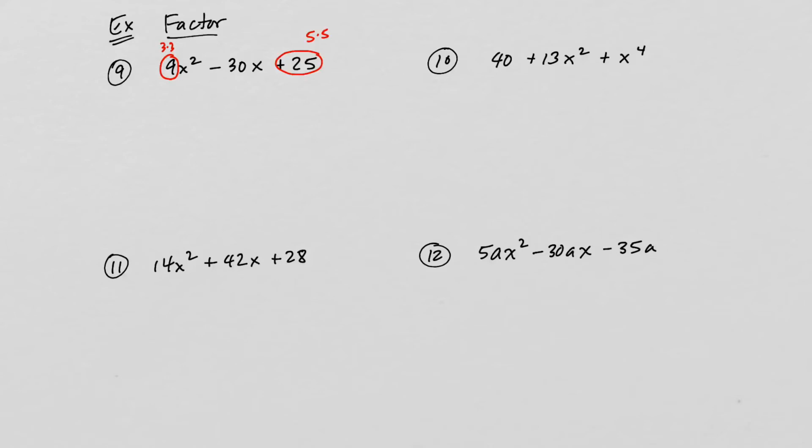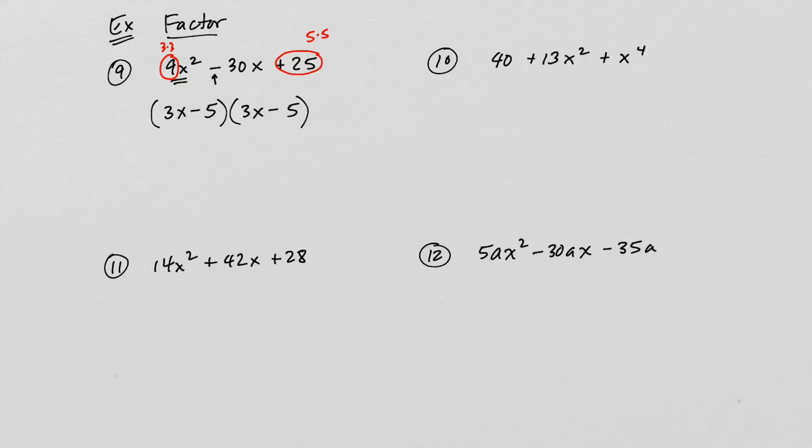If both your leading coefficient and your constant term are perfect squares, this is probably a perfect square trinomial, meaning that I can go ahead and just give it a guess as to what the factoring is going to be. So to get 9x squared, I'm going to try 3x times 3x. And to get 25, I'll try 5 times 5. And both signs need to be negative since we have a negative in the middle.